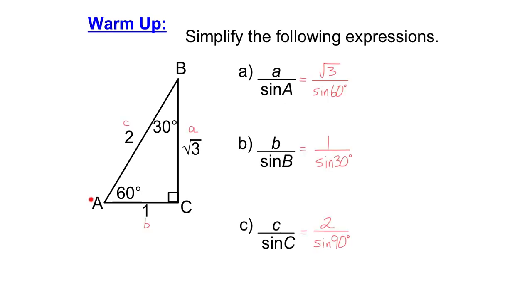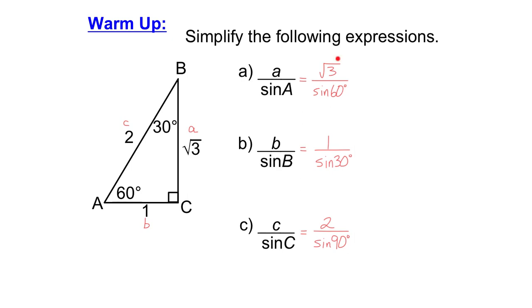Just remember that angle A has side A as its opposite side. Angle B across from that is side B, and here's angle C across from that is side C. So we have the values for A, B, and C that we can plug in to our expressions. And angle A, angle B, angle C, we know what they are from the diagram.